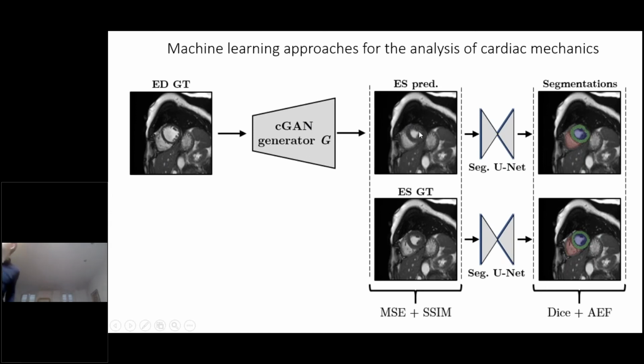And we can also see what the end systolic images actually look like. We can calculate the difference between them. And then we can also segment them using deep learning models that we have built in-house. We can segment them and look at differences.